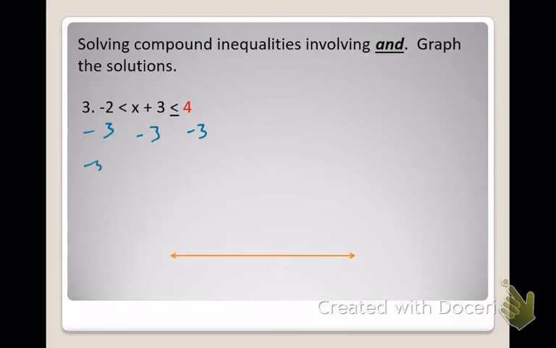So no reason why we can't do that to both of the wings. Right? So basically, when you're solving a compound inequality, an and inequality like this, whatever you do in the middle to isolate x, you have to do on the wings as well. So, all of our solutions are greater than negative 5 and less than or equal to 1. Greater than negative 5 means an open circle. Less than or equal to 1 means a closed circle, and we're going to shade in between. Those are our solutions. Okay?